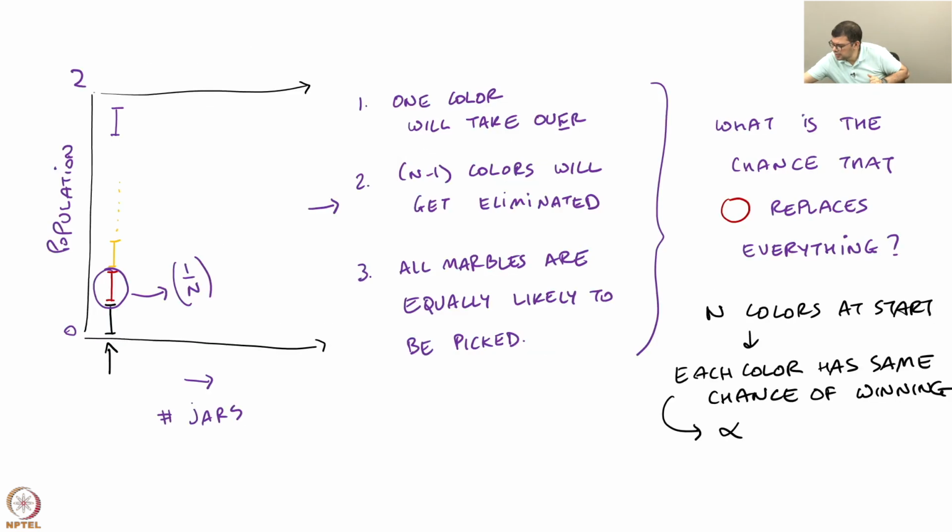So, in the game that we discussed here, what we are saying is the chance that this individual is going to take over the entire population is 1 by n, the chance that this individual takes over is 1 by n, and so on and so forth. So, every individual has an equal chance, that is because they are equally fit, equally likely to be drawn from the population. Hence, each individual marble has an equal chance of taking over that population, and that chance is equal to 1 upon n.